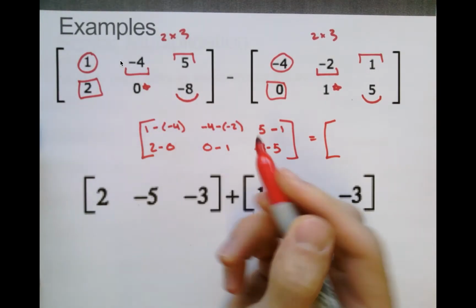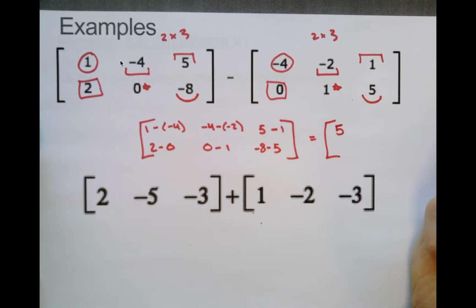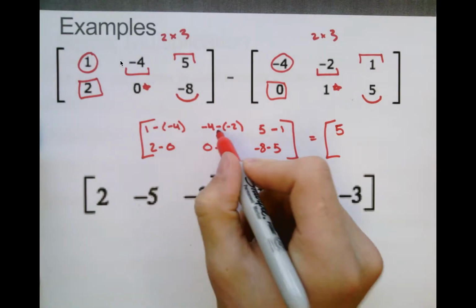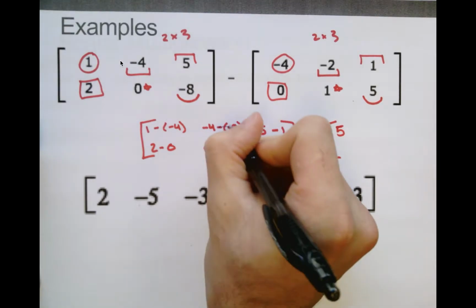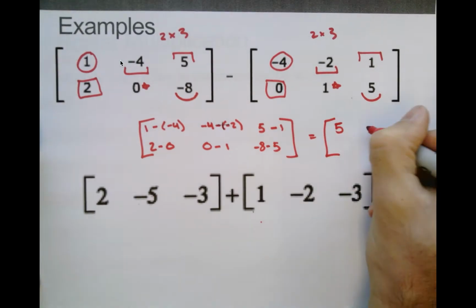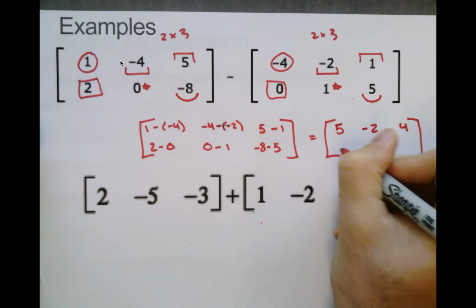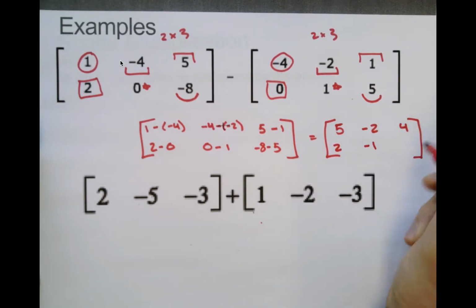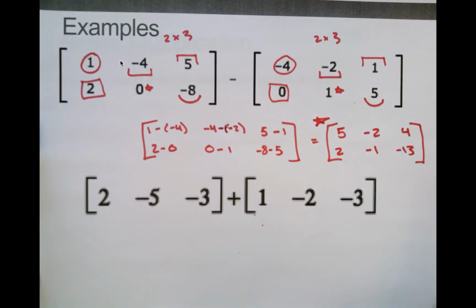Now my answer is just going to be all of these operations actually done. So 1 minus negative 4, remember minus and negative, those would cancel each other out and become a positive. We would have 5. Negative 4 minus negative 2, same exact thing here. These two would cancel. We would have negative 2. 5 minus 1 would be 4. 2 minus 0 would be 2. 0 minus 1 would be negative 1. Negative 8 minus 5 would be negative 13. So my answer of these two matrices combined would be this matrix down here. All we did again is subtract the corresponding parts.